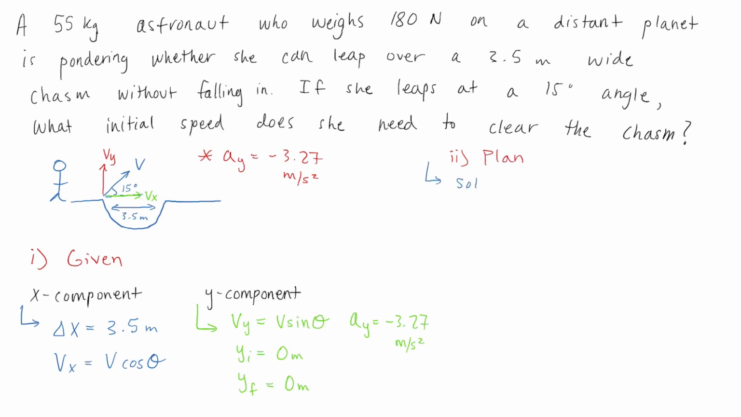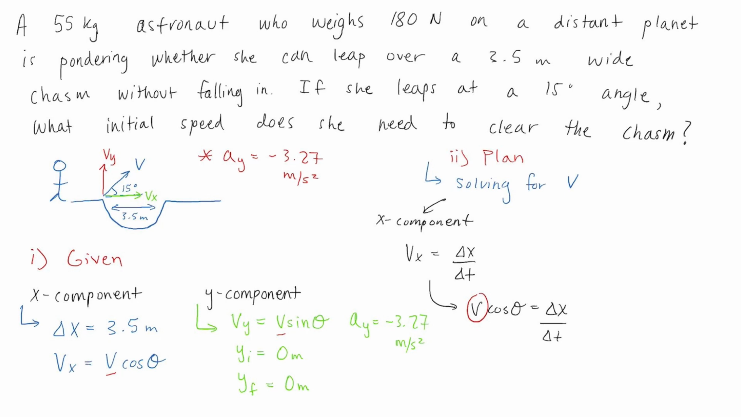Well, we know we are solving for v. That's the initial speed that the astronaut starts the jump with. And now looking at our x component, we know we can use the uniform motion equation, which says Vx is equal to delta x divided by delta t. I can replace Vx with v cos theta. And you can see in this equation, we have v, which is what we're solving for. But we can't solve for v until we solve for delta t. How do we solve for delta t? Well, we can use our y component. So our plan is to use the y component to solve for delta t, and then plug that value back in to our x component uniform motion equation.